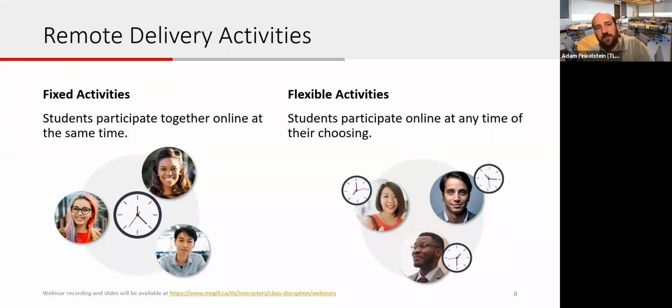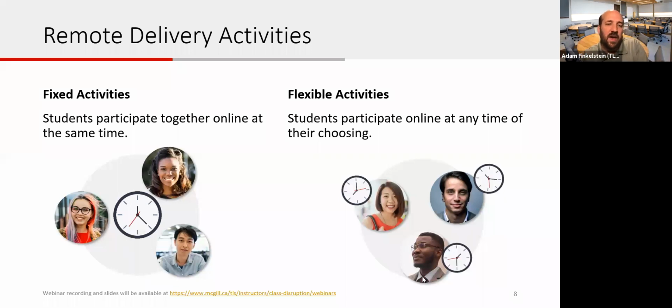And that's to be put up against the mirror of flexible activities. These are activities that you set out where students can participate online at any time of their choosing. So there's not necessarily a set time where everybody has to do it at once, but you set out the activity and students can do it at 1 in the afternoon, 2 in the morning, etc.